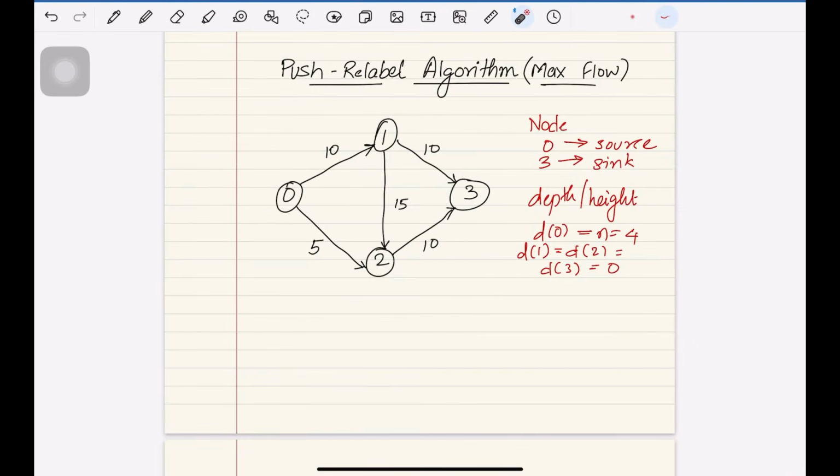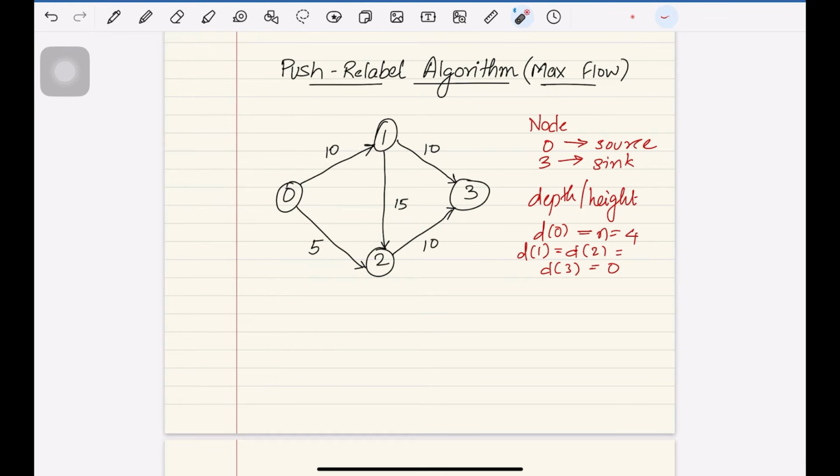In this video, we are going to look at the maximum flow network problem, in which we are given a directed graph and we have a source and we have a sink. In this case, the source is 0 and the sink is 3, and we need to push all the flow from the source to the sink in such a way that the flow is maximum.